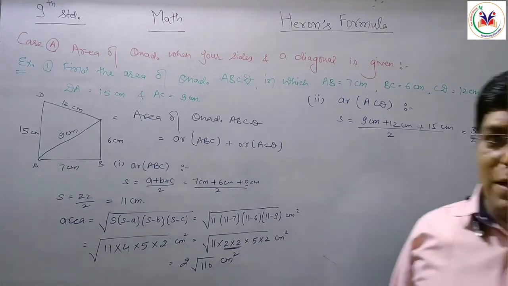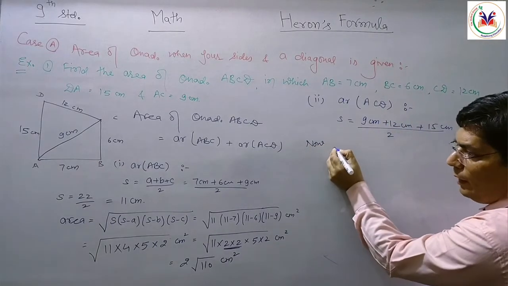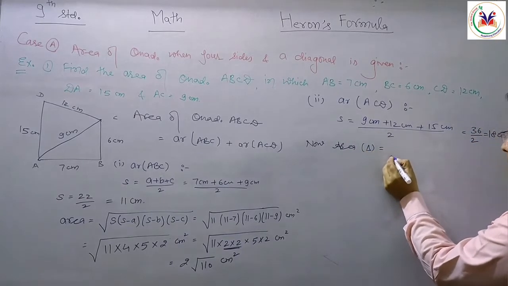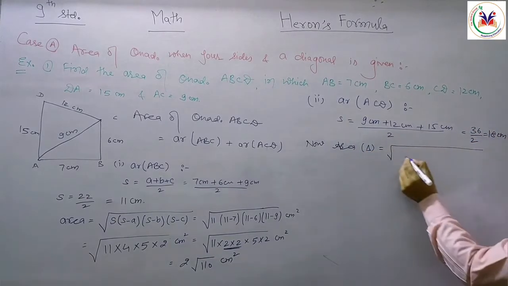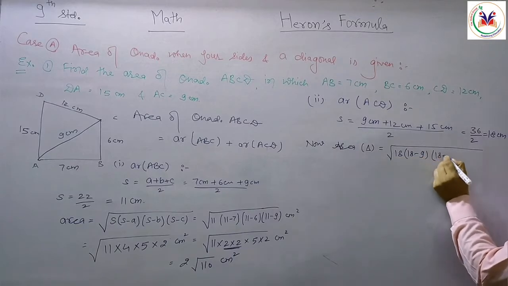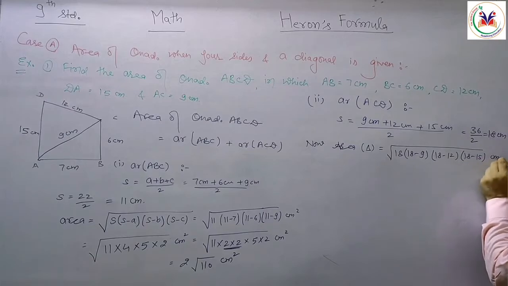So S must be 18 centimeter. Now area, we should go with the standard formula. S is 18, 18 minus 9, 18 minus 12 and 18 minus 15 centimeter square.